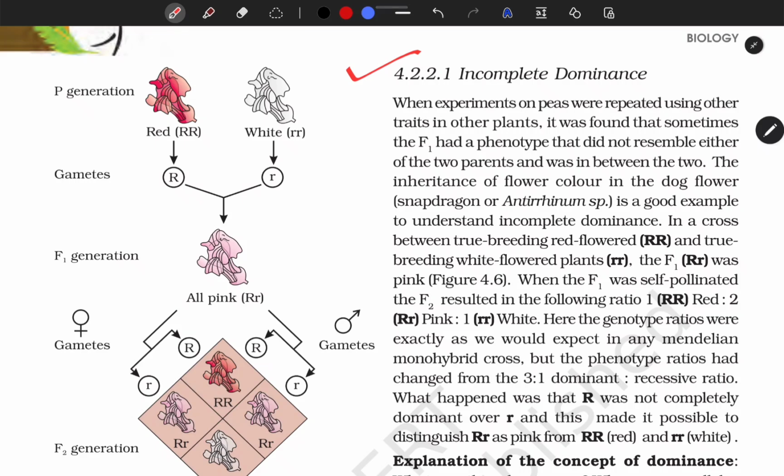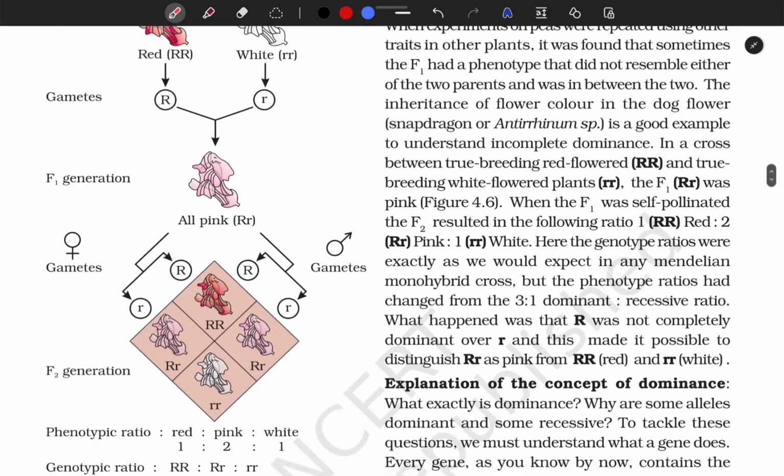4.2.2.1 Incomplete dominance. When experiments on peas were repeated using other traits in other plants, it was found that sometimes the F1 had a phenotype that did not resemble either of the two parents and was in between the two. The inheritance of flower color in the dog flower, that is snapdragon or Antirrhinum species, is a good example to understand incomplete dominance. In a cross between true breeding red colored and true breeding white flowered plants, the F1 was pink, as shown in figure 4.6.